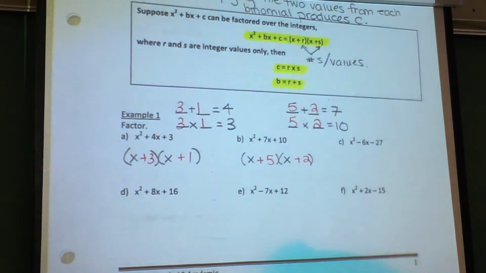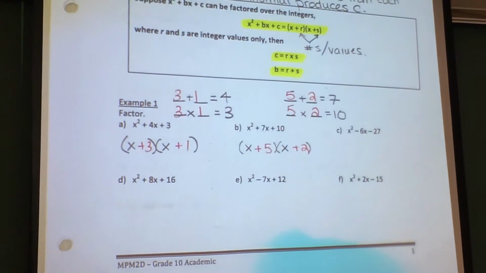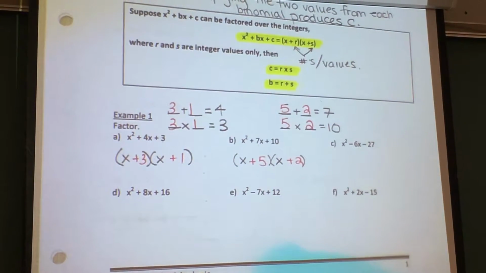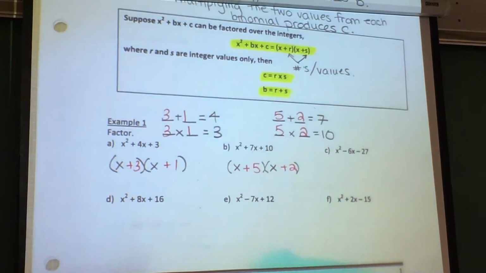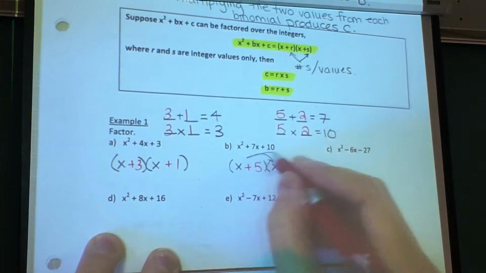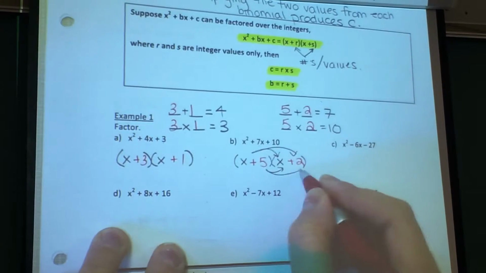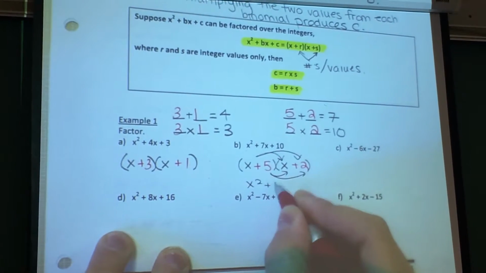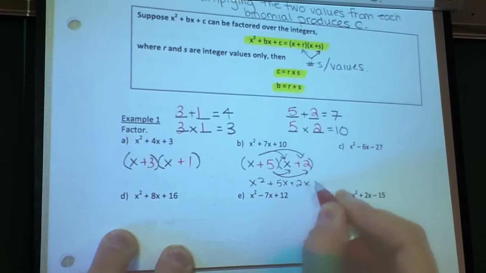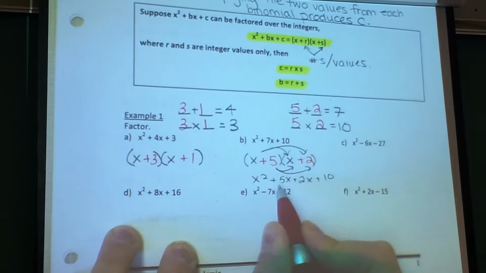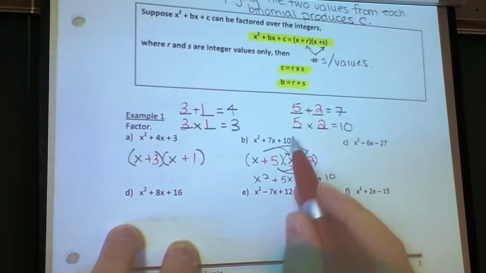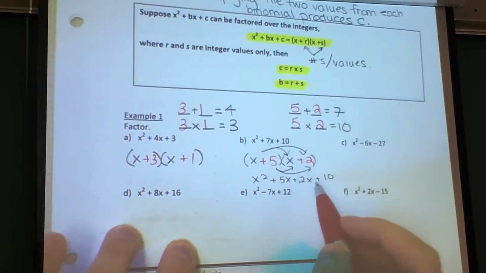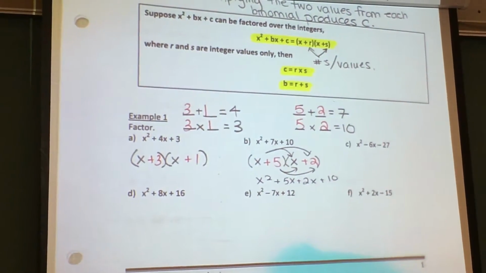And guys, you can always check your work. If you're not sure if you factored it correctly, check it. Because all you have to simply do is expand again. If you expand, you should get the same answer, right? 5x, 2x is going to give you 7x. That's the same thing, right? So you can automatically know you're right.